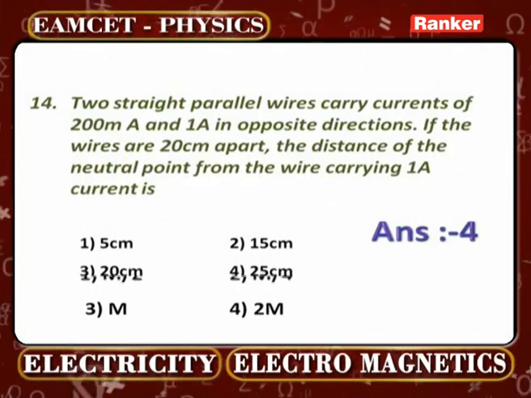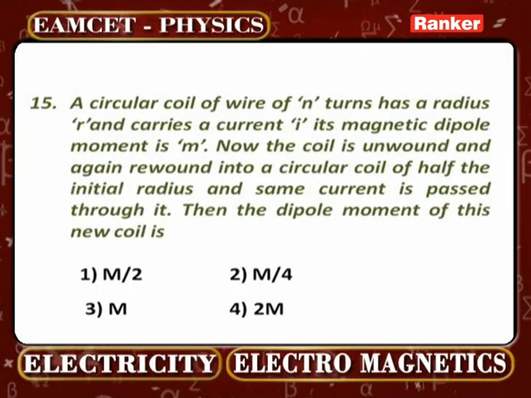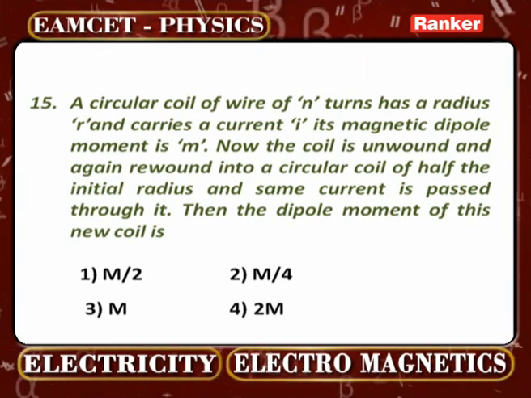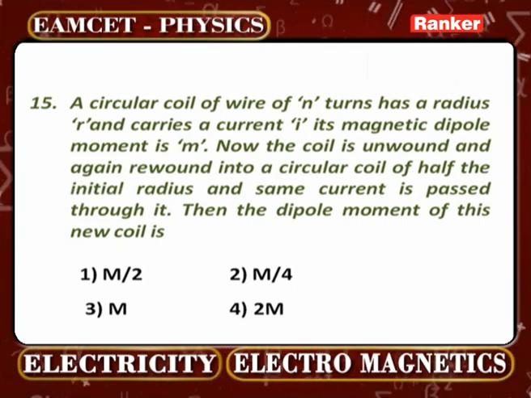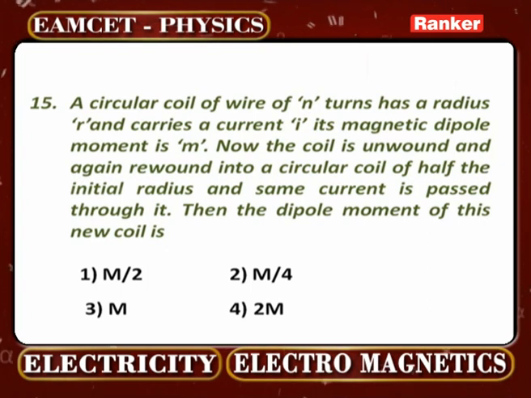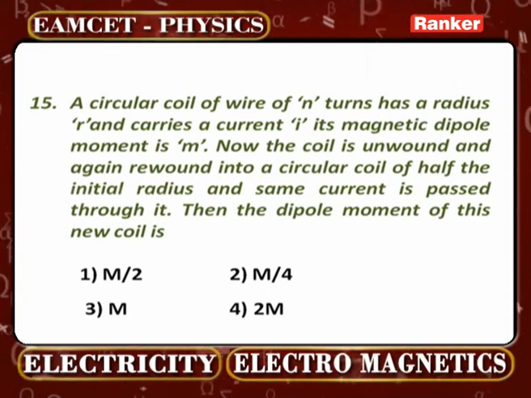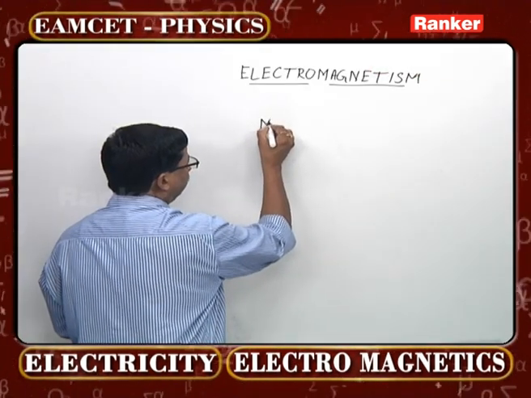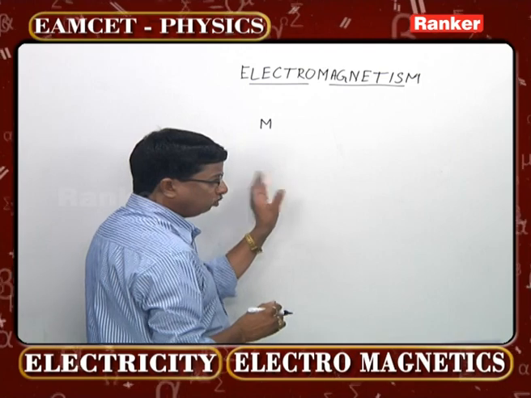Look at the next problem, that is 15. A circular coil of wire of n turns has a radius small r and carries a current I. Its magnetic dipole moment is m. Usually the magnetic dipole moment we used to represent with capital letter M, and small letter of course implies pole strength. So magnetic moment capital M, he is talking dipole moment.